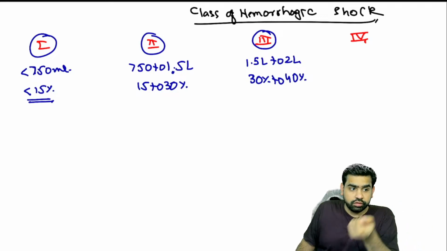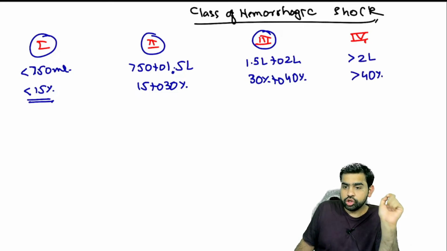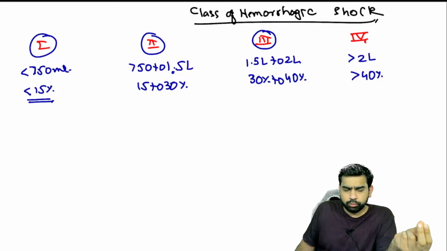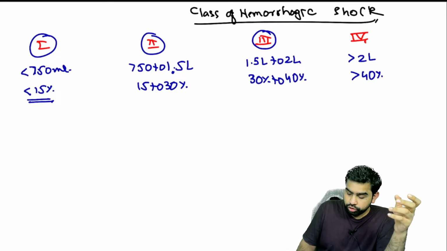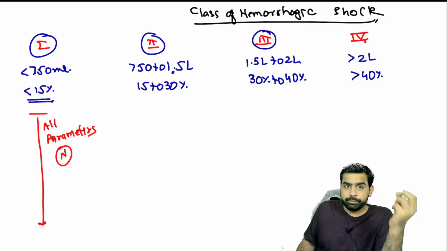And what about class 4 hemorrhagic shock? The blood loss is more than 2 liters, or more than 40% of the total. This is very basic, but very important, and you need to understand it in the classification of hemorrhagic shock. Another important thing is that in class 1, all the parameters are normal.